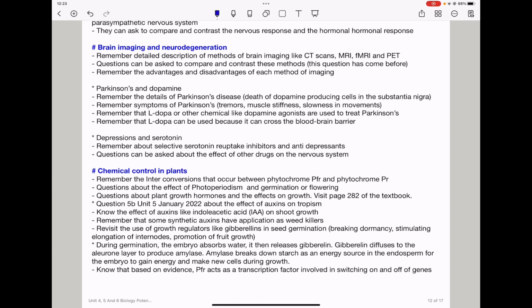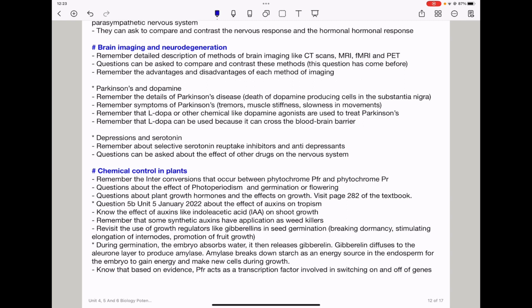Revisit the use of growth regulators like gibberellins in seed germination. Remember this causes the breaking of dormancy, it stimulates elongation of internodes, and promotion of fruit growth. And during germination, remember that the embryo will absorb water, and this is going to cause the release of gibberellin. This will diffuse to the aleurone layer to produce amylase, and the amylase is going to break down starch as an energy source in the endosperm for the embryo to gain energy and make new cells during growth.